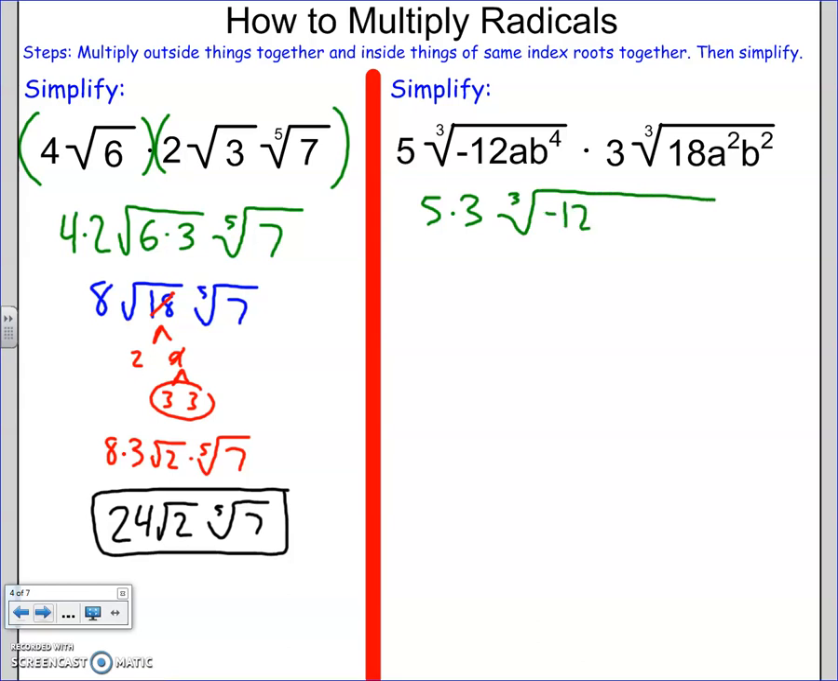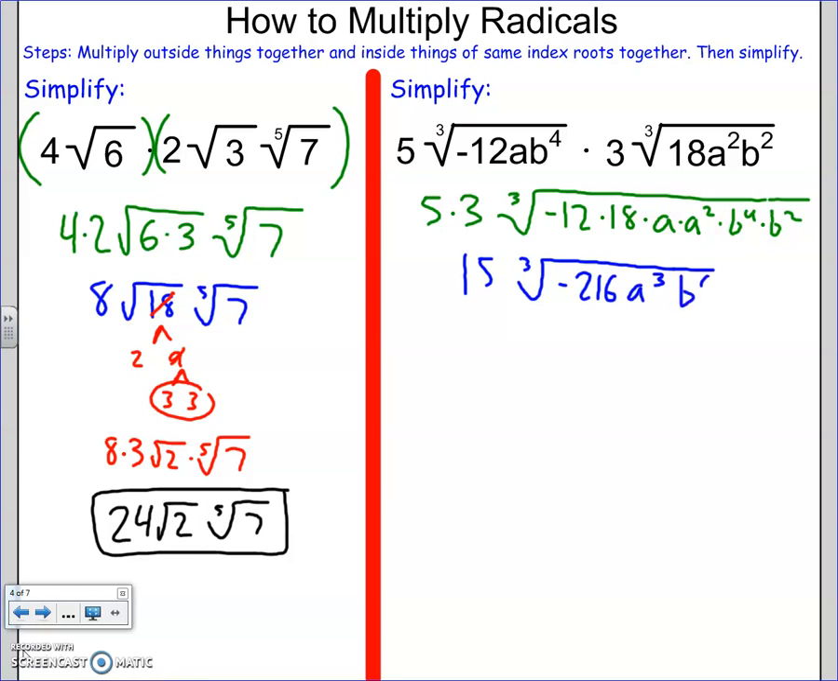I'll put negative 12 here, 18 next to it. I'll put the a's next to it. A times a squared times b to the 4th times b squared. So I'll fix this. In front is 15 cube root. Now usually I don't multiply this, and you'll see why I'm saying, but I'll multiply negative 12 times 18 is negative 216. Then a times a squared is a to the 3rd power. B to the 4th times b squared is b to the 6th power.